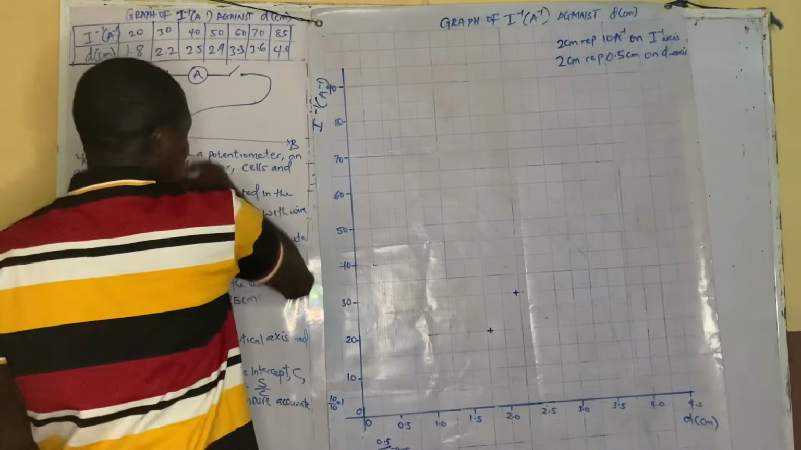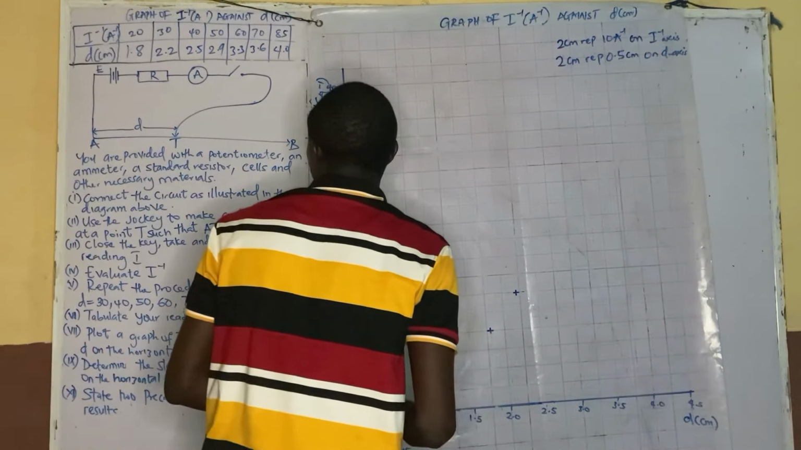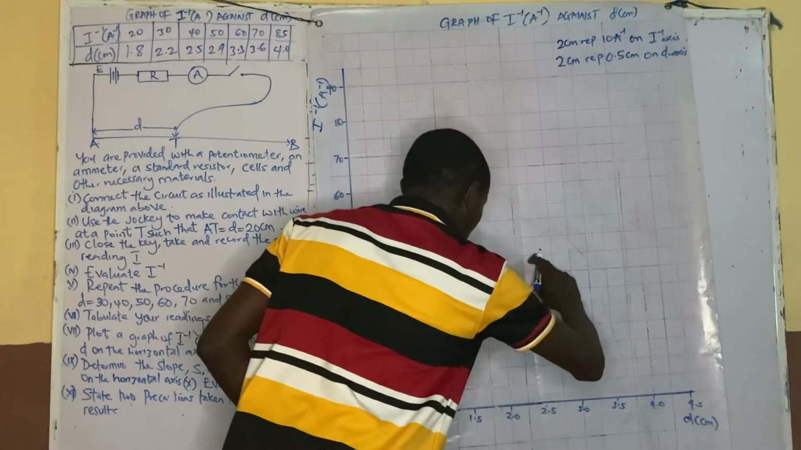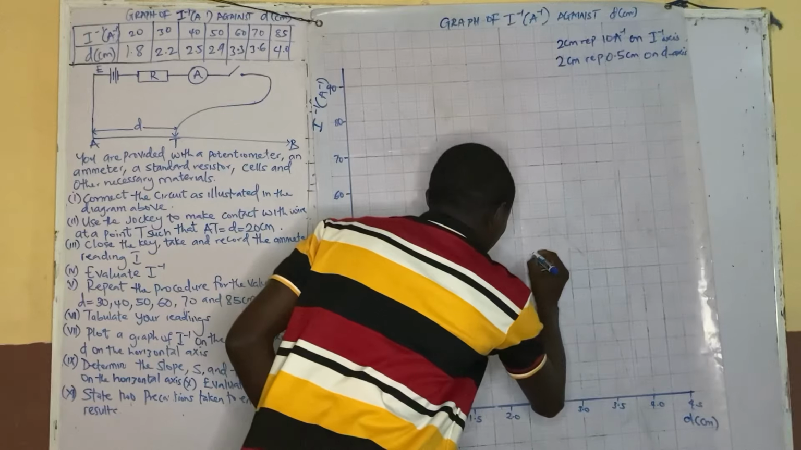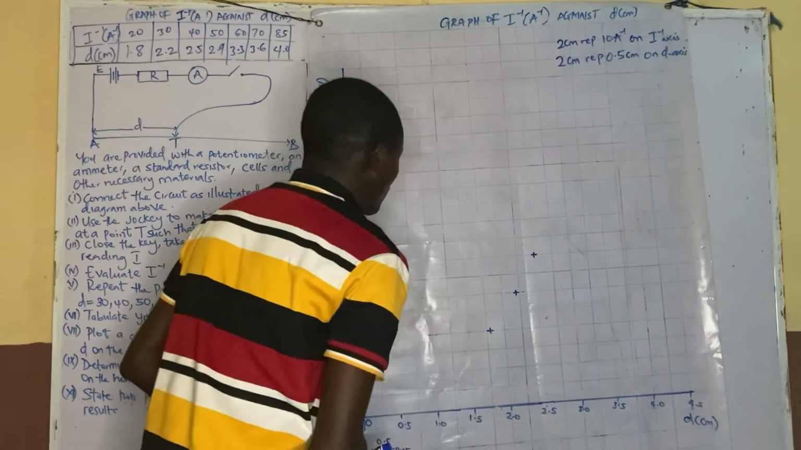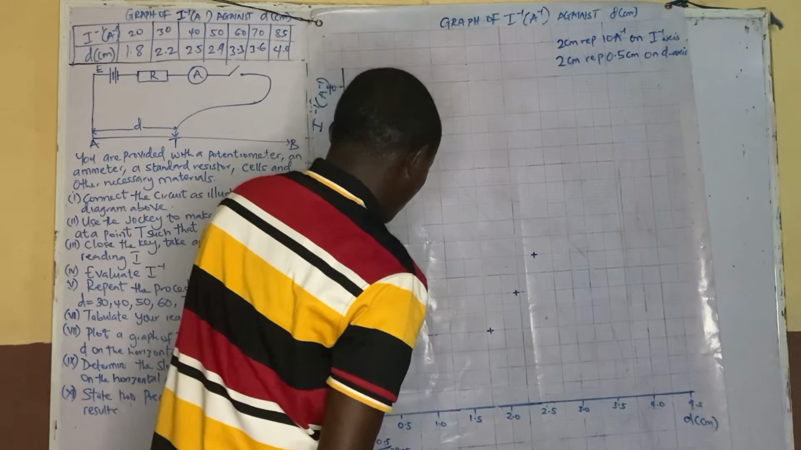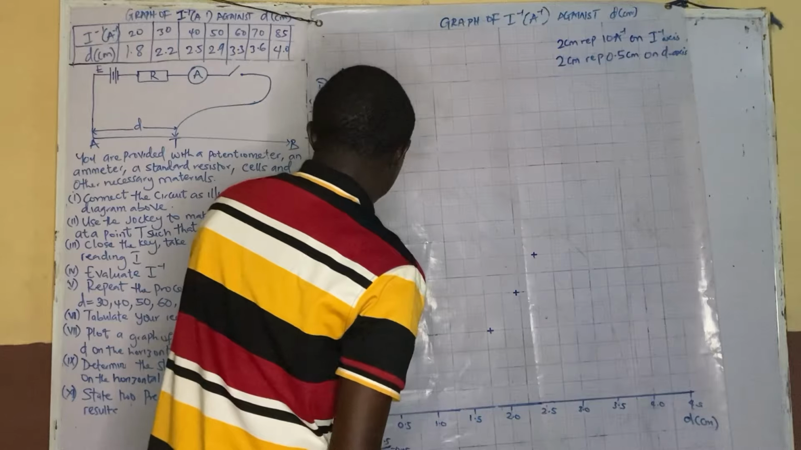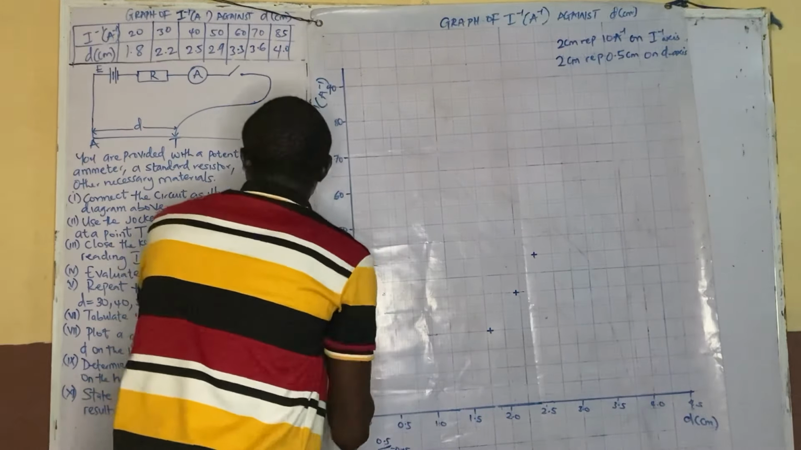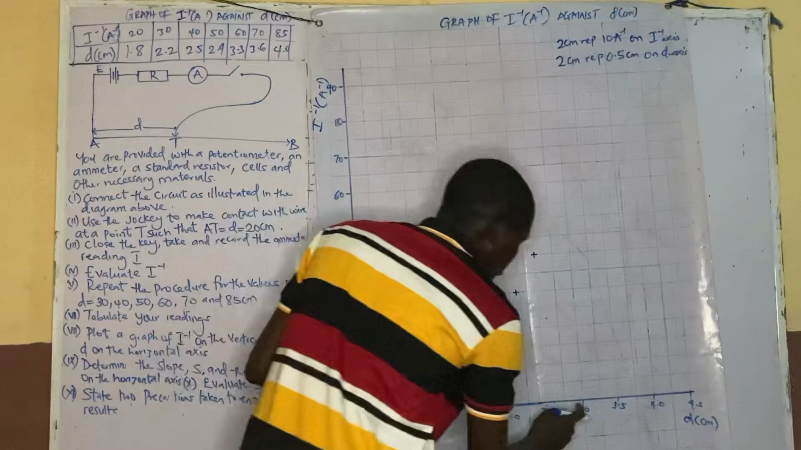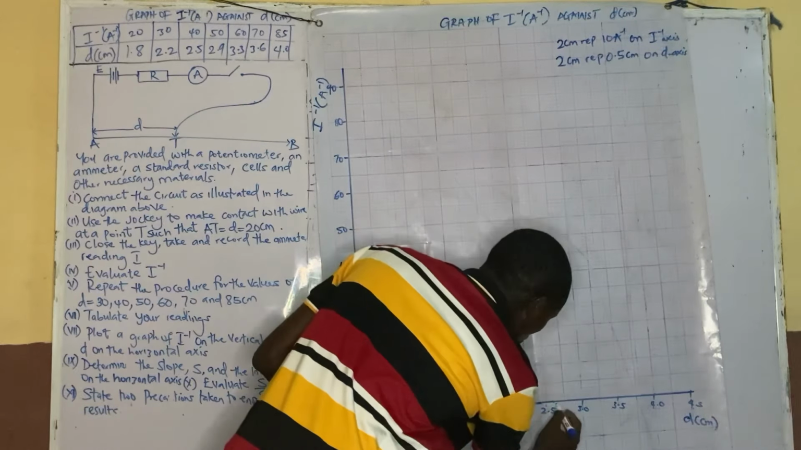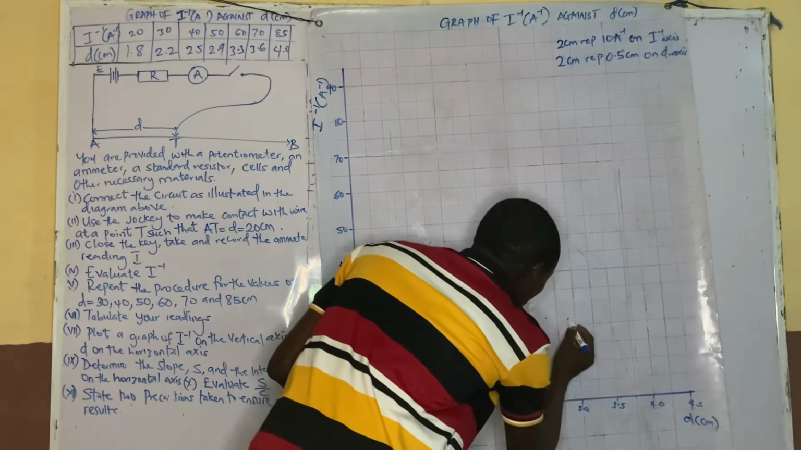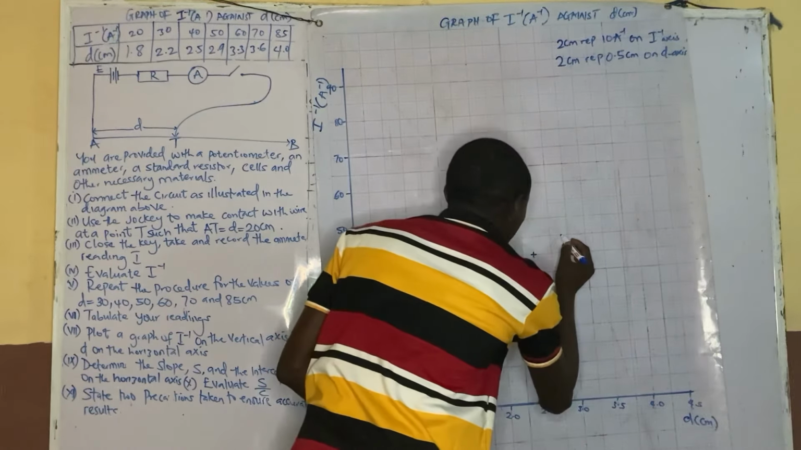Now the next one is 2.5 against 40. This is 2.5, and then this is 40. The next one is 50 against 2.9. This is 2.9 against 50.